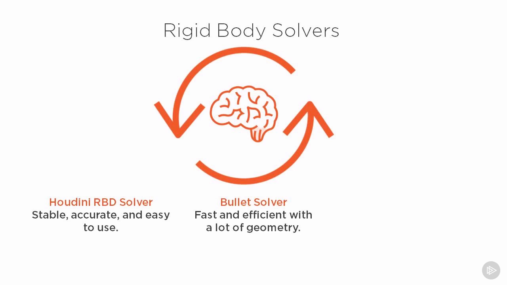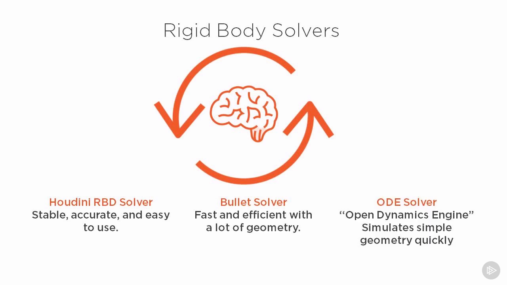It's extraordinarily fast, it's very efficient, and it can handle a lot of geometry, which is what makes it great for destruction. Now there is a third type of rigid body solver in Houdini, and it's called the ODE solver, or Open Dynamics Engine. It's also super fast, however it limits you to only being able to use geometric primitives like spheres and cubes to do your simulations, which as you can imagine, is not very accurate for complex geometry. And I'll explain a little bit more about what that means later in the course.